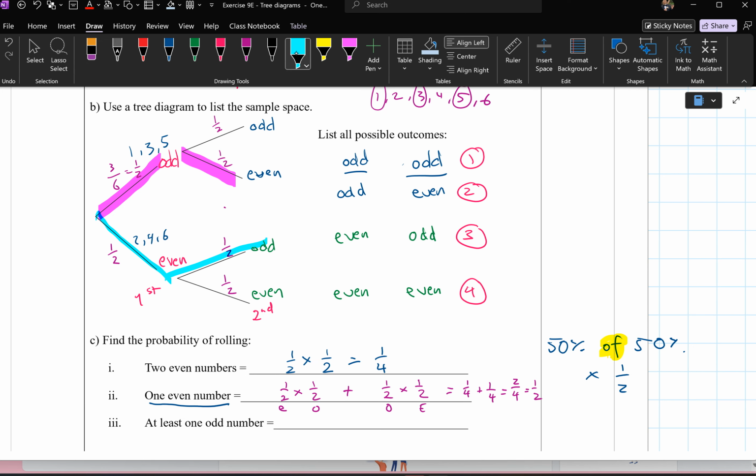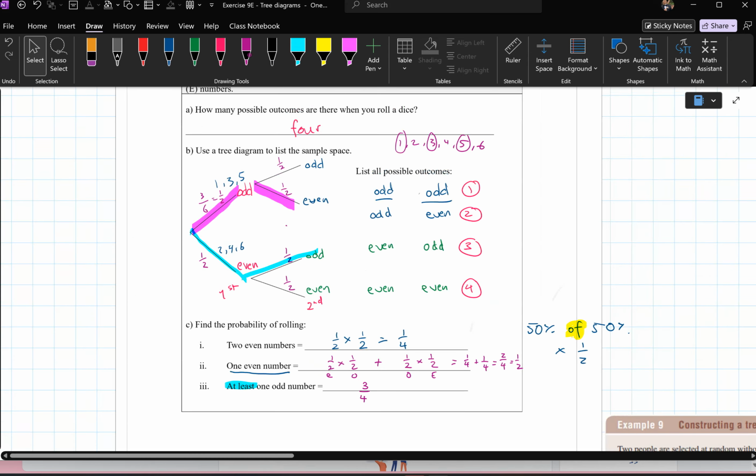What about when they say at least one odd number? Yes, at least means one or more. So you can have odd, even, that's one option. Even, odd, that's one option. And this one has two evens there, so that's another option. There's 3 out of the 4. The answer in a quick way would be 3 out of 4 options. Or you could have done the long way as well. You could have done half times half, plus half times half, plus half times half. And that would have given you the same answer.